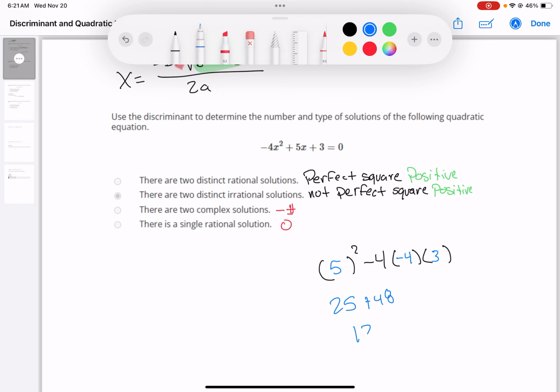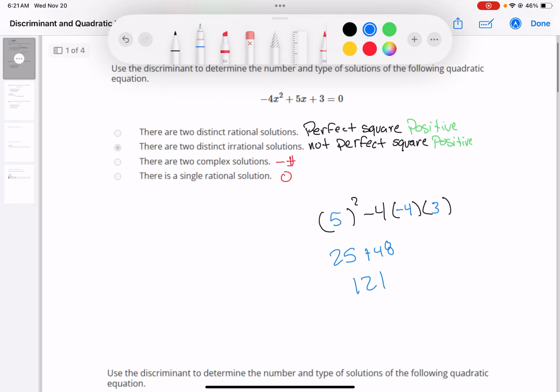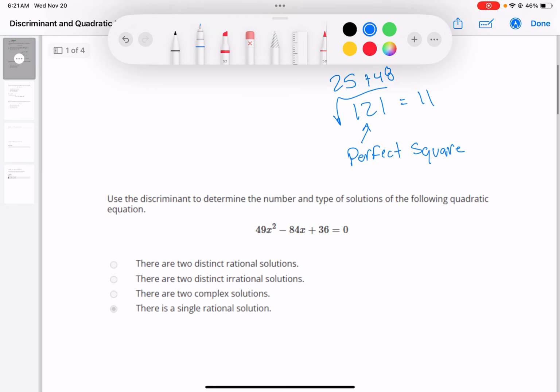And I get 121. Now, if I take the square root of 121, that's going to give me 11. So this is a perfect square. So therefore, I have two rational numbers, because if I were to do the quadratic formula, it would give me two nice even numbers. Well, fractions, at least. It wouldn't be an irrational number. It might not be a whole number, but okay. So let's try this again.